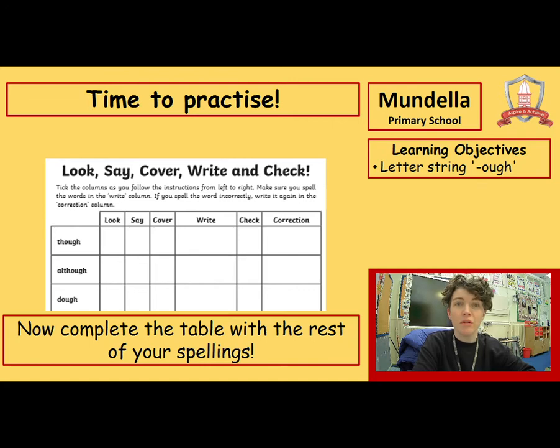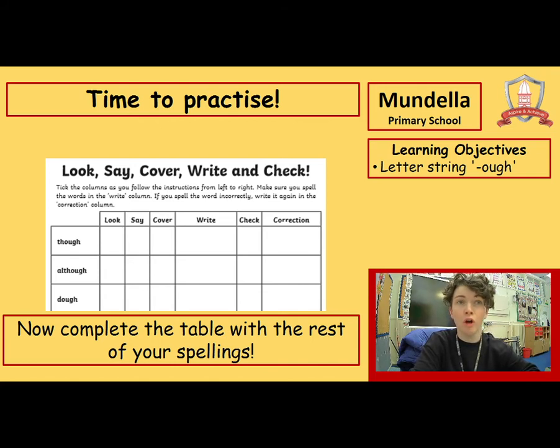Good. Now we're on to the last part of today's spelling session. To help you practice these spellings, I have put an example of a look, say, cover, write and check table on the screen. In your workbook, you can copy down the same table, but you can copy a row for each of your spellings. So there on the example we have though, although and dough. And you can continue the table so that you're covering all of your spellings to practice.